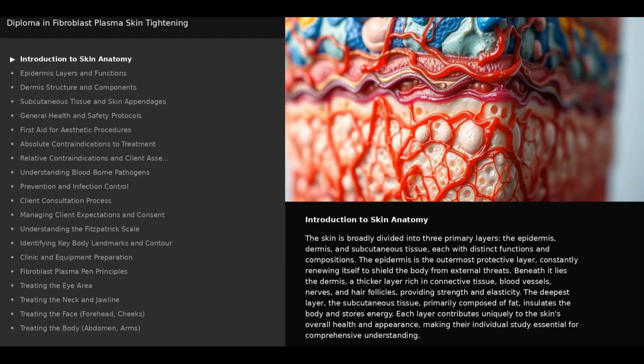The skin is broadly divided into three primary layers: the epidermis, dermis, and subcutaneous tissue, each with distinct functions and compositions. The epidermis is the outermost protective layer, constantly renewing itself to shield the body from external threats. Beneath it lies the dermis, a thicker layer rich in connective tissue, blood vessels, nerves, and hair follicles, providing strength and elasticity. The deepest layer, the subcutaneous tissue, primarily composed of fat, insulates the body and stores energy. Each layer contributes uniquely to the skin's overall health and appearance, making their individual study essential for comprehensive understanding.